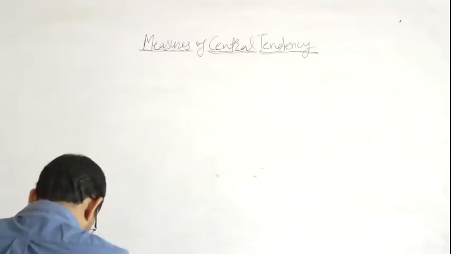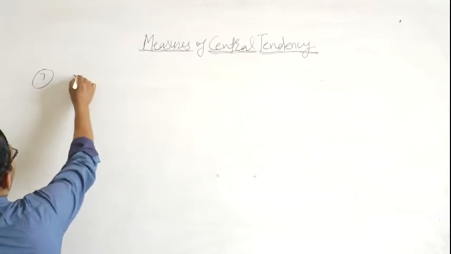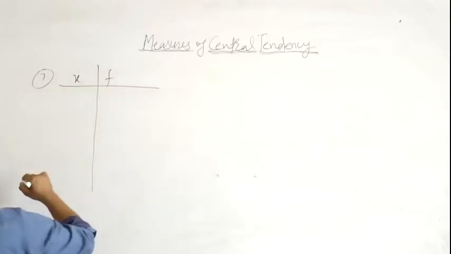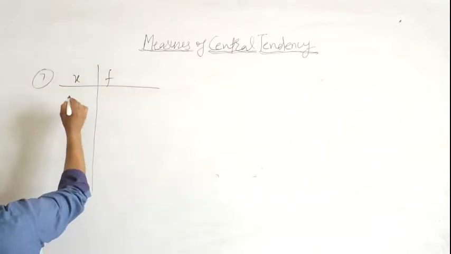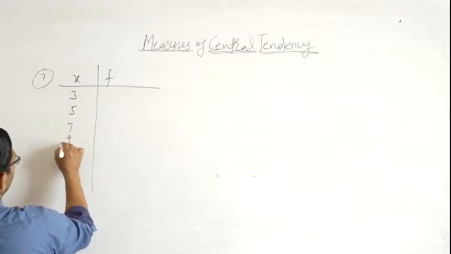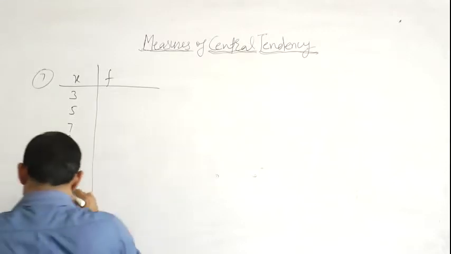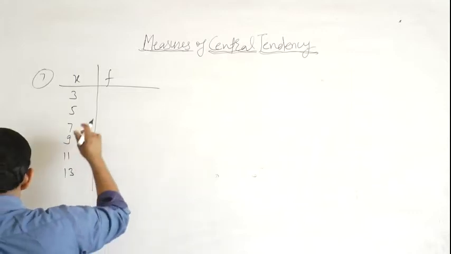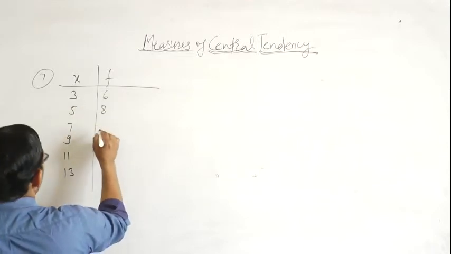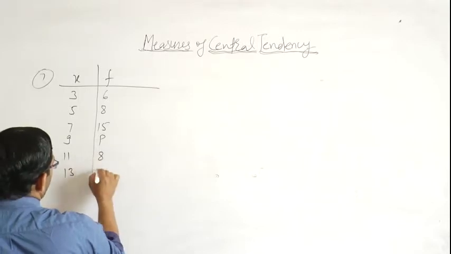Okay, question number 7. In this question, x and f are given. X observations are 3, 5, 7, 9, 11 and 13, and frequencies are 6, 8, 15, p, 8, 4.